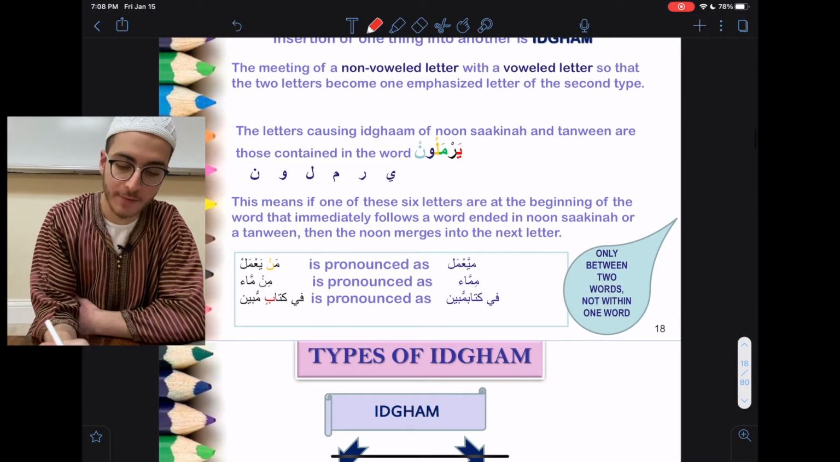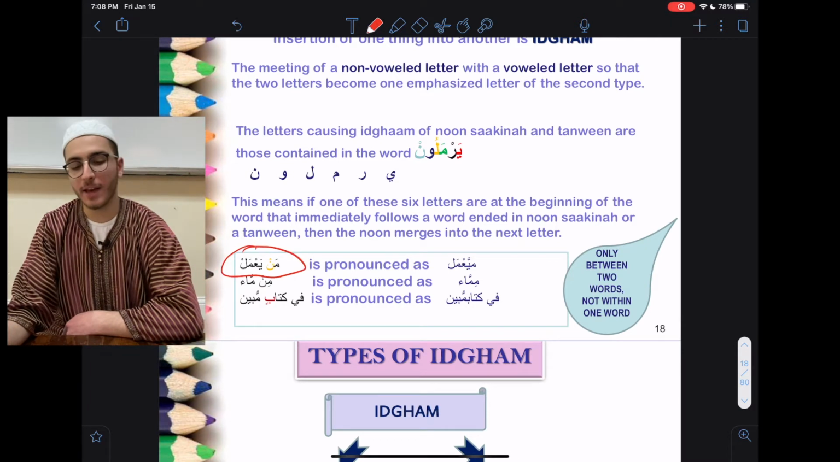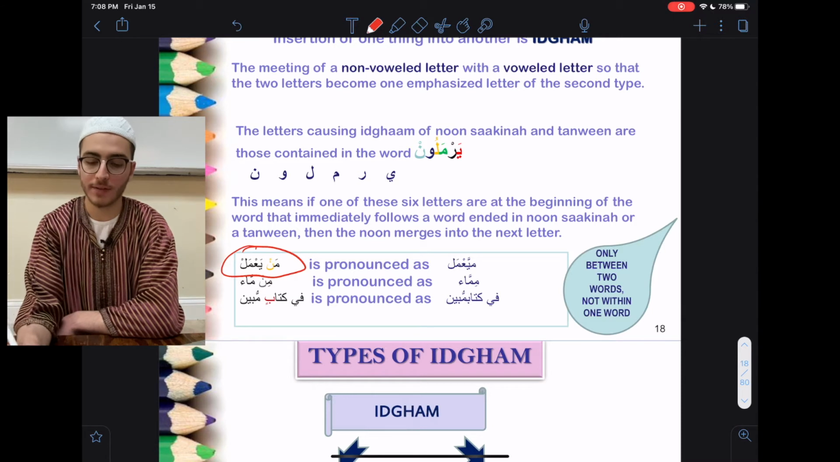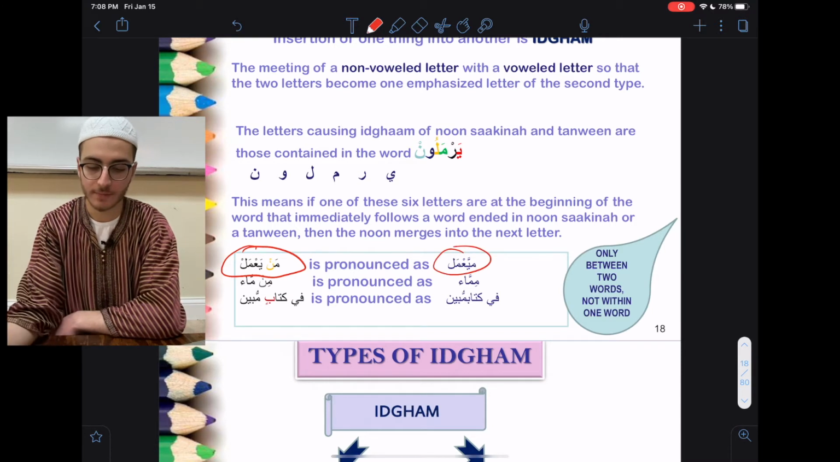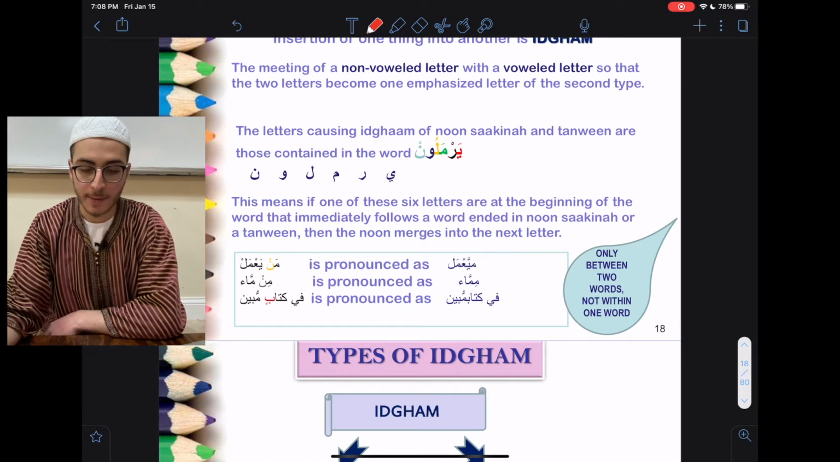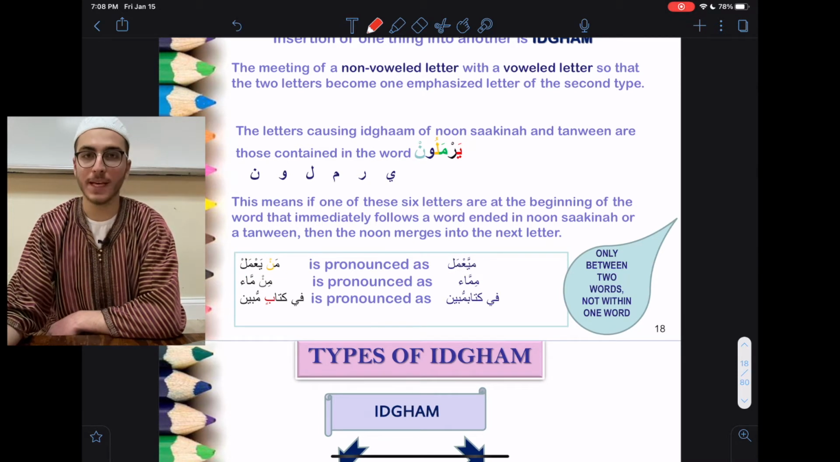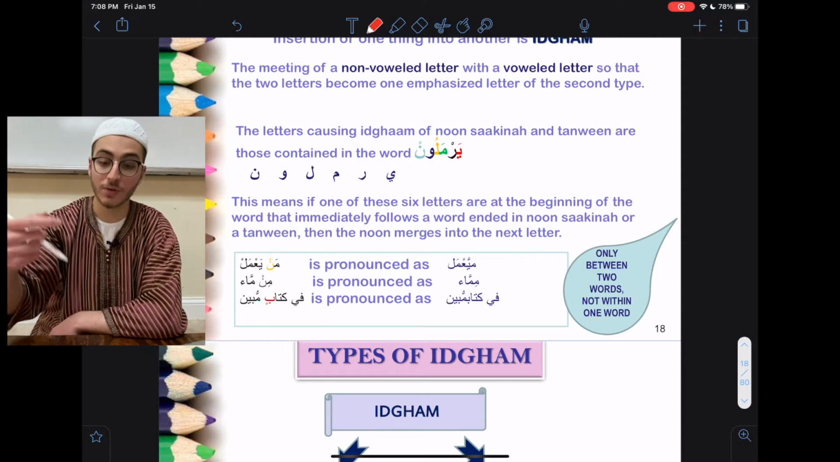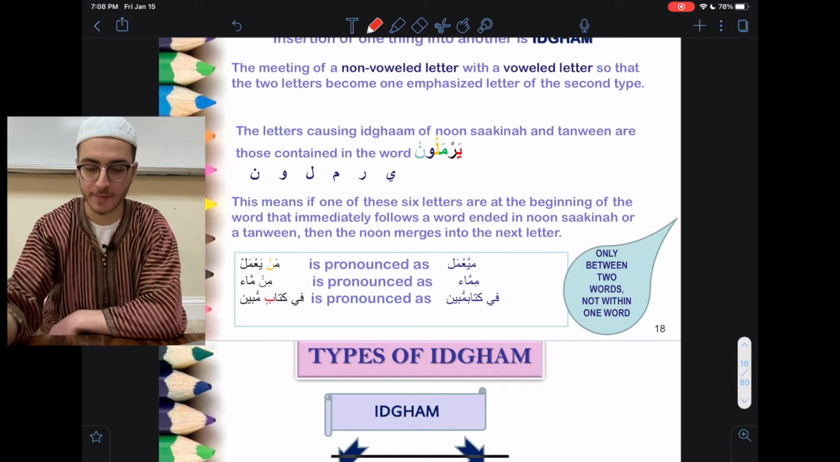So if you look over here, you don't say man ya'mal, you say man ya'mal. So it's pronounced like this. And then, let me undo it so you can see. Mimma, you don't say min ma, you say mimma. So you're combining the noon sakina or tanween with the letter that comes after it. Okay?